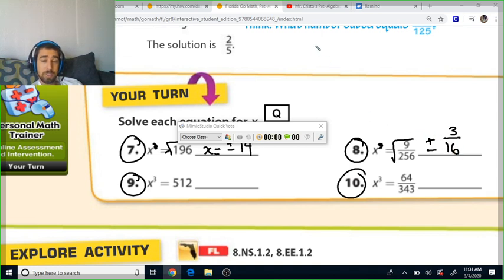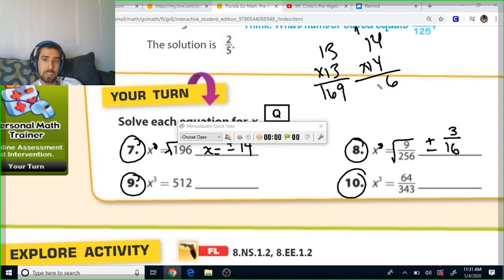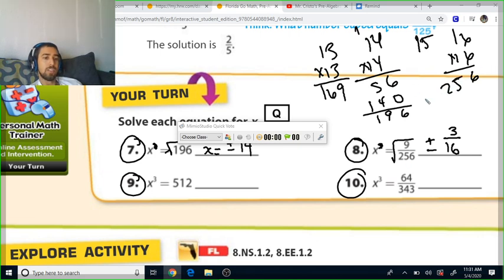How do you find it? Well, I know 12 times 12 is 144, so it can't be that. So I'll do 13 times 13. That's 169. Nope, I didn't get 256. If I do 14 times 14, I get 196. Nope, didn't get 256. 15 times 15, nope, I know that one is 225. And if I do 16 times 16, I get 256. So that's how you're going to have to do it on your test.